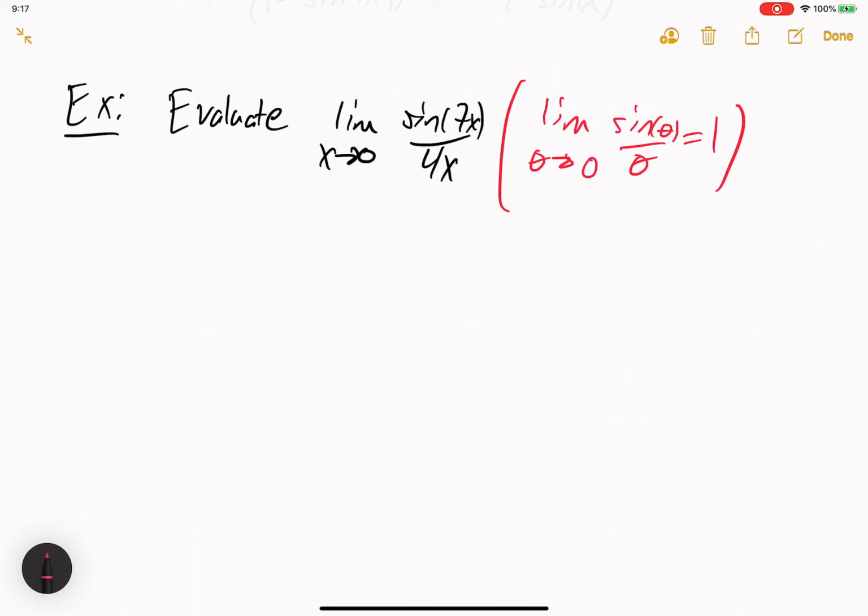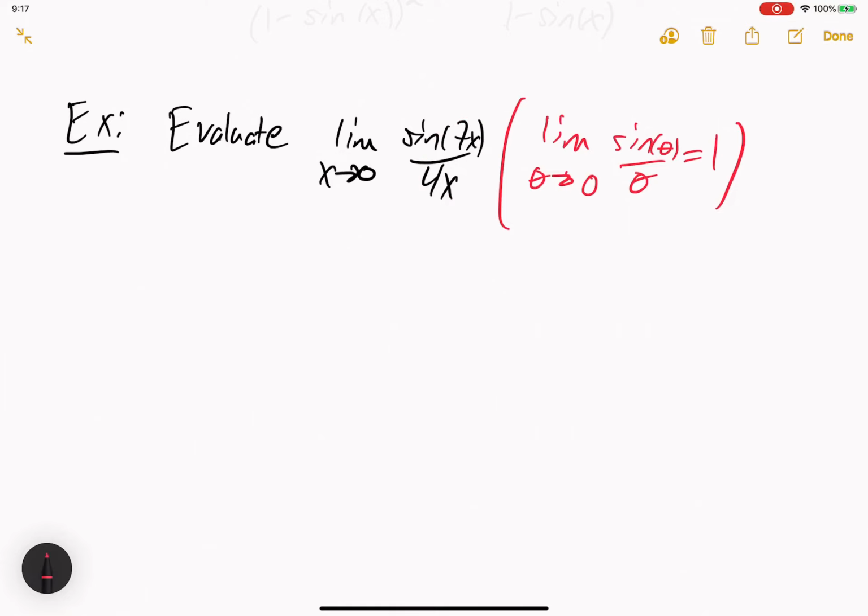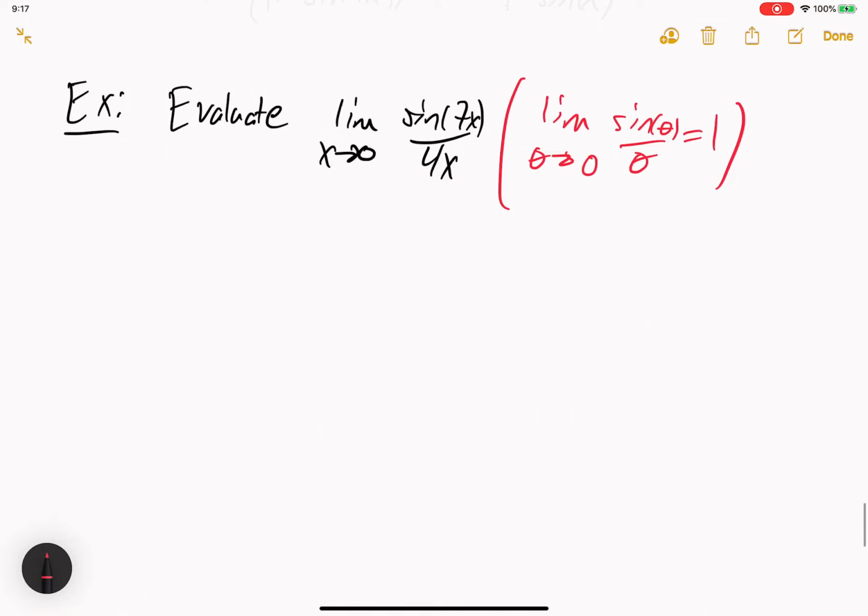But here we do not have the same. They're not the same thing. So we need to make them the same, or make them look pretty similar, in order for us to get that limit. And we might get some extra stuff in the end, and that's just a byproduct of what's happening.